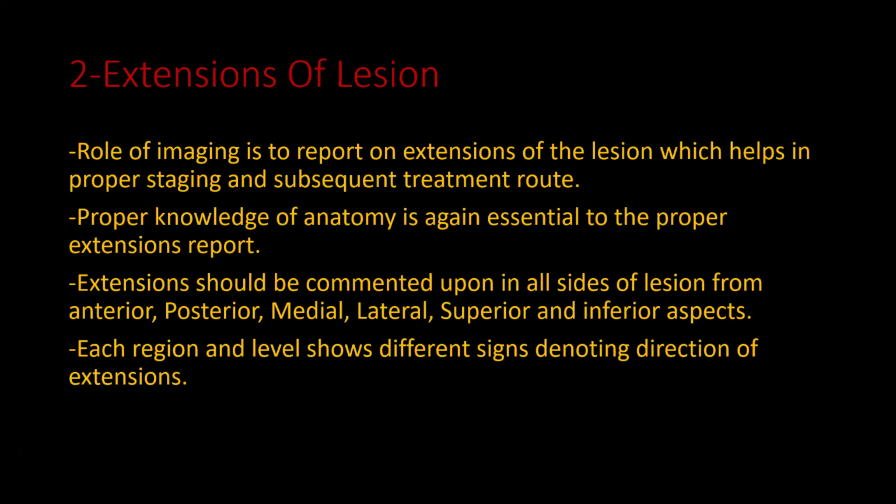Next, we must talk about the extensions of the lesions. And the extension of the lesions is important, as we saw, for the proper staging and subsequent treatment route. In order to know the proper extension of the lesion, again, it is essential to know the proper anatomy. The extension should be commented upon on all sides of the lesion from the anterior, posterior, medial, lateral, superior, and inferior aspects, with each region showing different signs denoting the direction of extension.